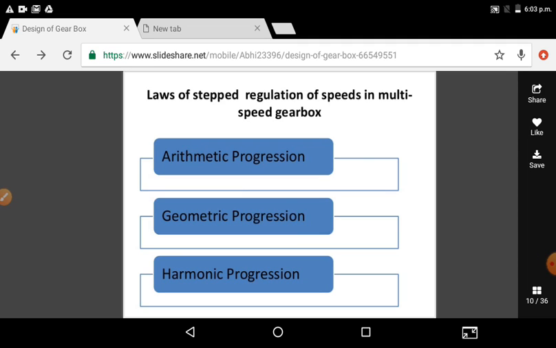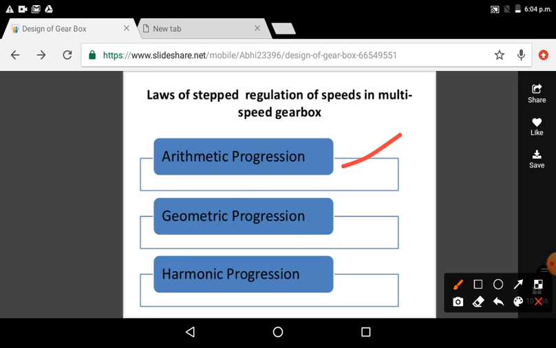During these changes of speed, or you can say during the changes of gears, there are different spindles available in the gearbox. So for the regulation of the speed of the spindle, we have to follow the laws of step regulation of speeds in a multi-speed gearbox. There are three laws. First is the arithmetic progression, second is the geometric progression, and third is the harmonic progression, right?